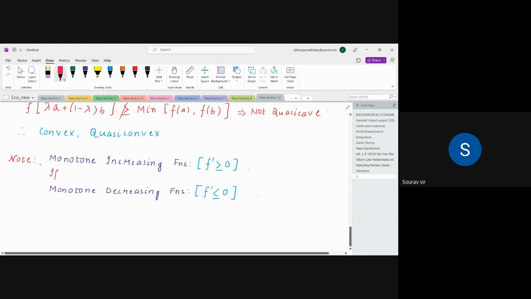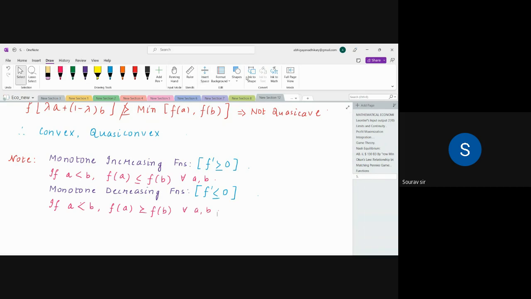If we consider two points such that a is less than b, then function of a is less than function of b for all a, b. Monotone decreasing means if a is less than b, then f of a is greater than or equal to f of b for all a, b. And if you want, maybe you can take down a small diagram to accompany your results.